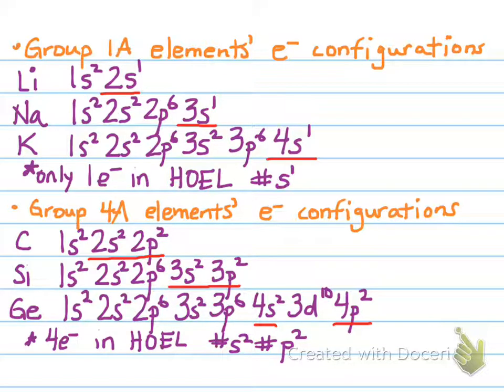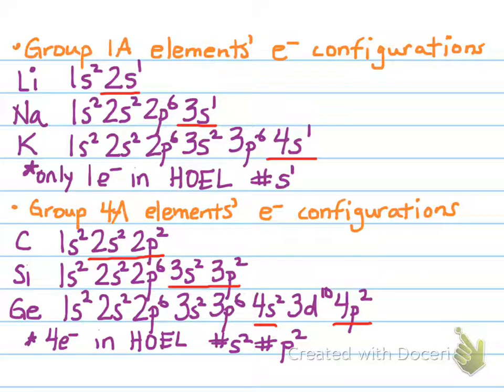So I want you to notice, and also think back to what we talked about yesterday. The noble gases are in group 8A, and they had 8 electrons total, 2 in their S's and 6 in their P's, 8 electrons total in their highest occupied energy level. So they were group 8A, and they had 8 electrons in their highest occupied energy level. Group 1A has 1 electron in its highest occupied energy level. Group 4A has 4 electrons in its highest occupied energy level.